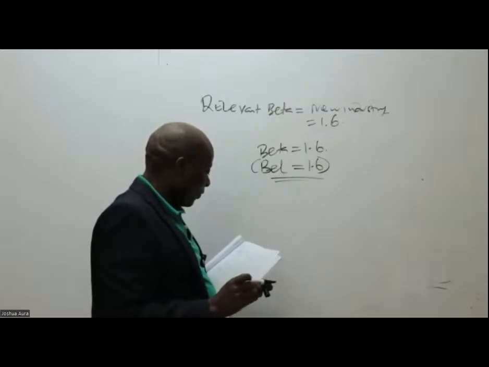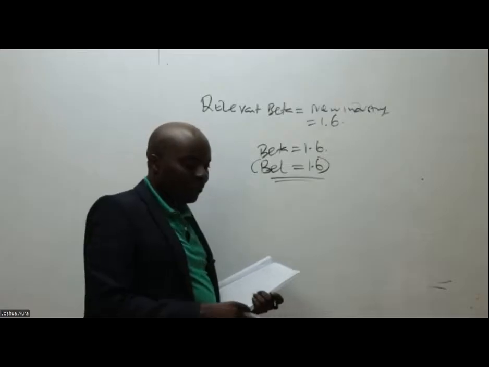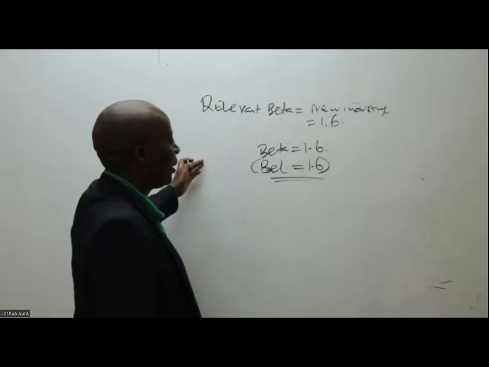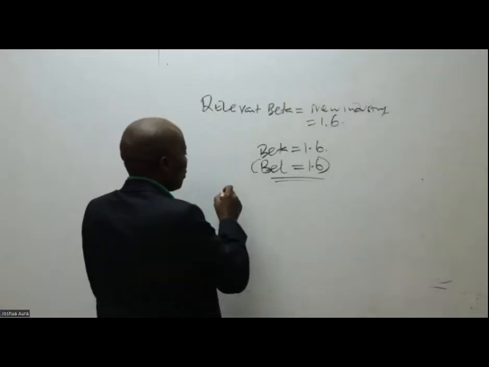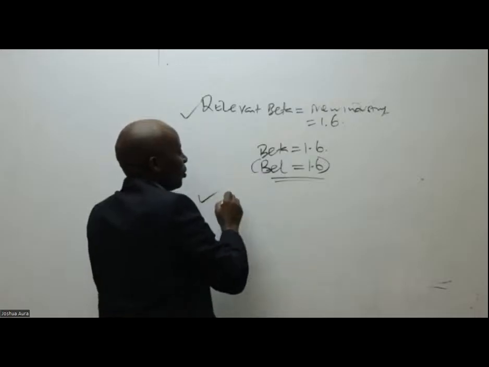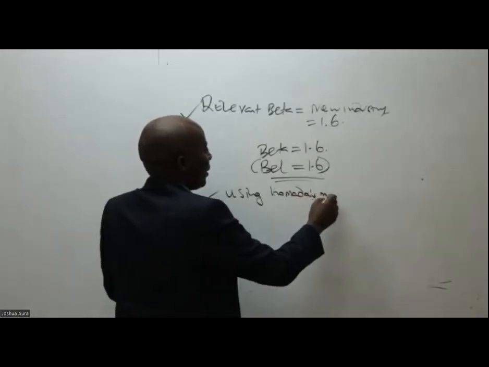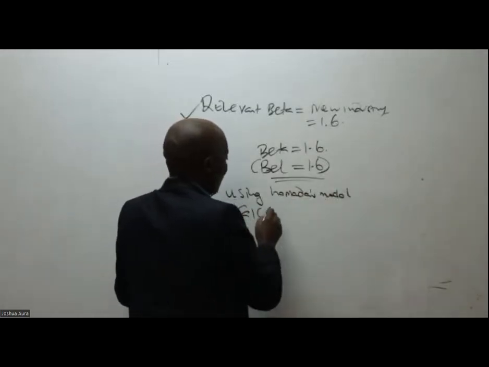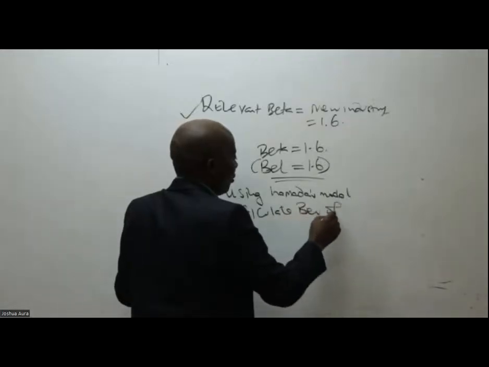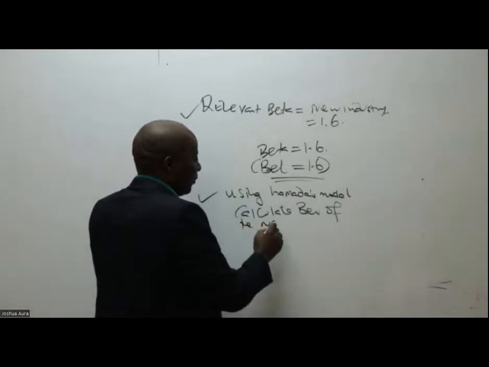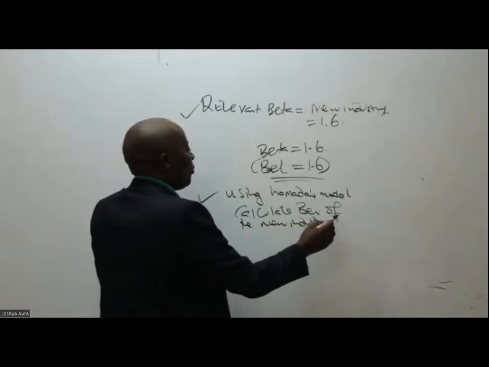So return on the market is 25%, risk-free is 10%. Assume corporation tax of 30%. So the very first thing that we need to do, ladies and gentlemen, for sure, is to get a BEU out of this relevant beta. So using Hamada's model, calculate BEU of the new industry.